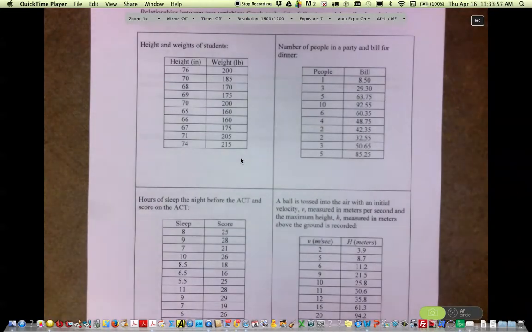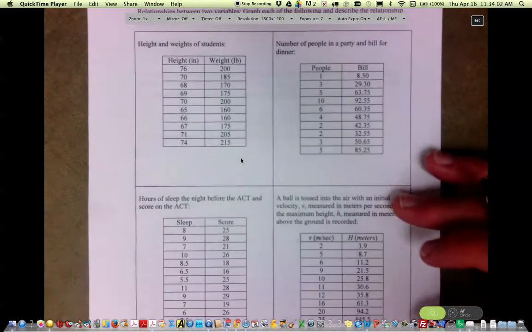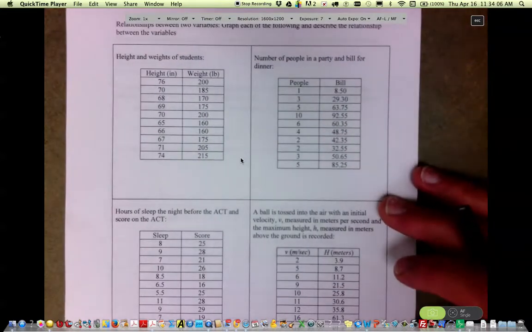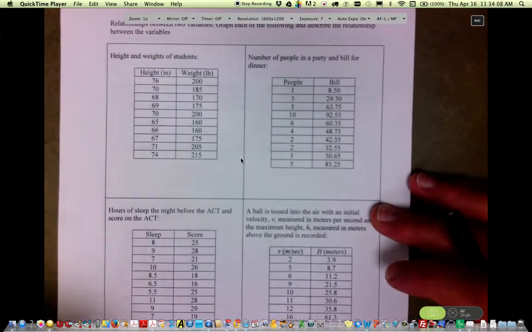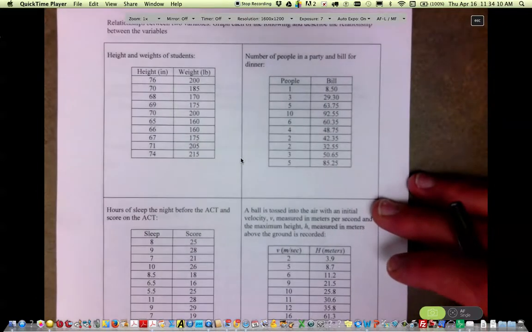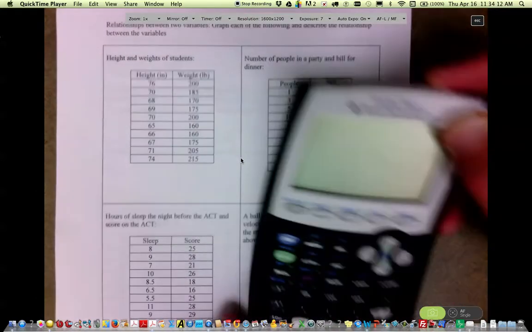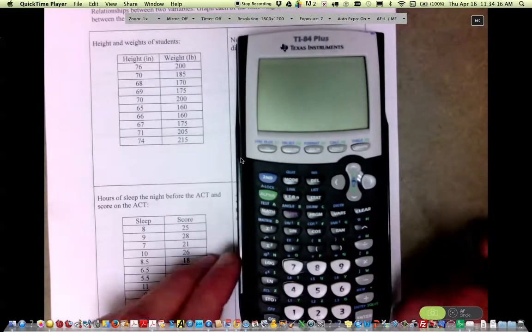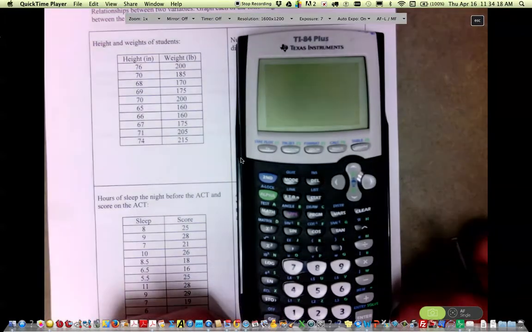Alright, so first of all, I'm going to show you some stuff that you can do on your calculator to make some graphical displays of this, which I think is a good place to start when we start talking about the idea of regression and correlation. Alright, so if you take out your calculator, we're going to put this data into the calculator.